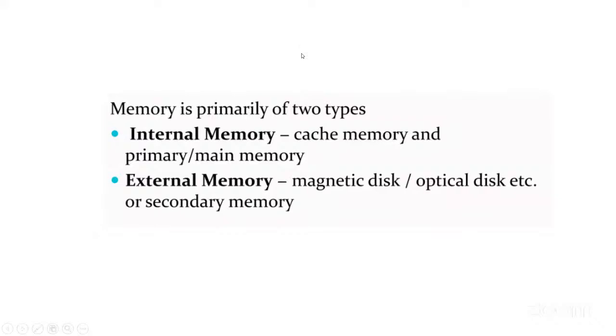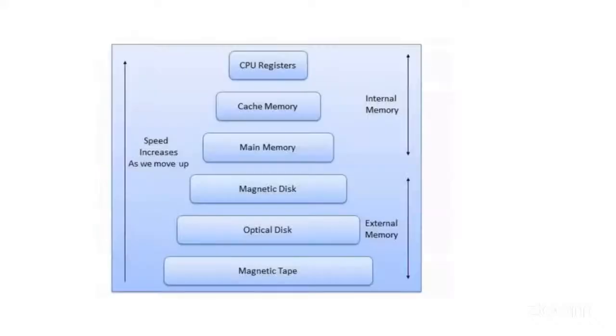Memory is primarily of two types: internal memory, which is also known as cache memory and primary or main memory, and external memory, that is magnetic disk, optical disk, or secondary memory, which is called the external memory.